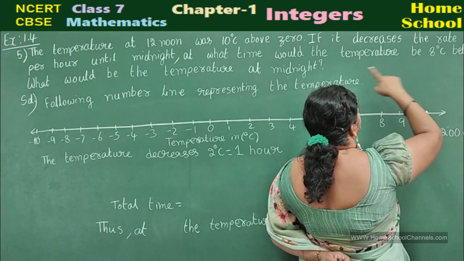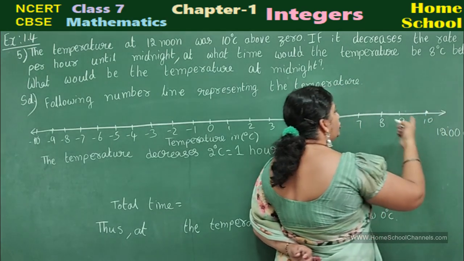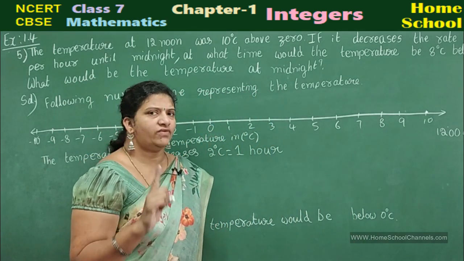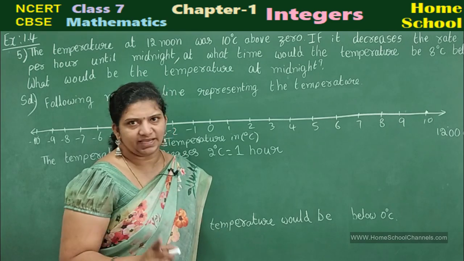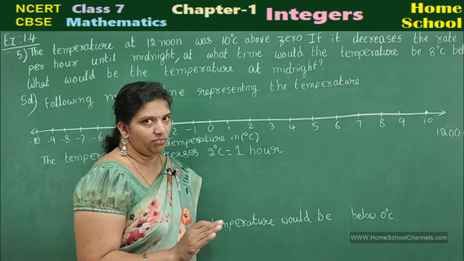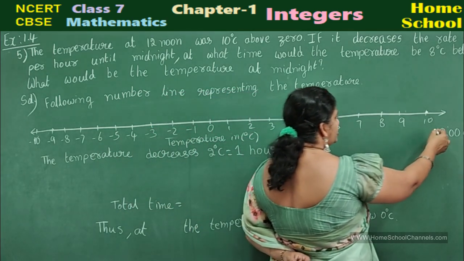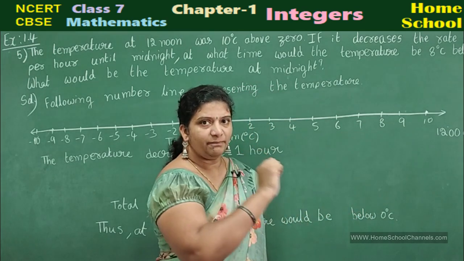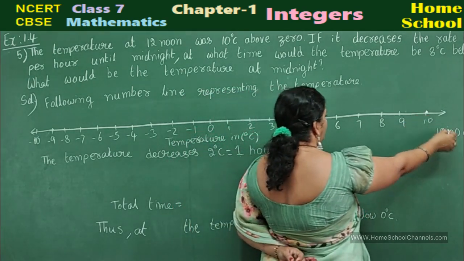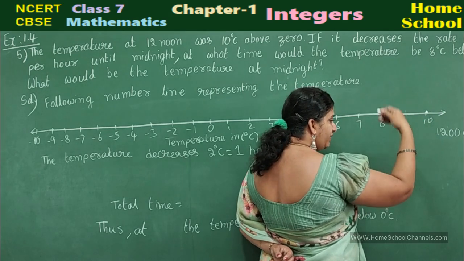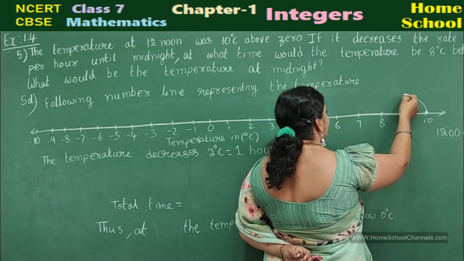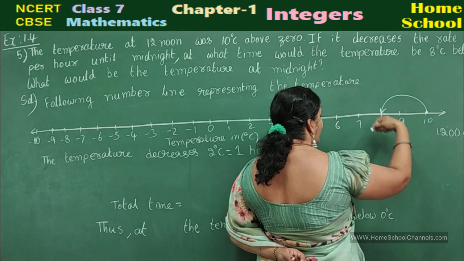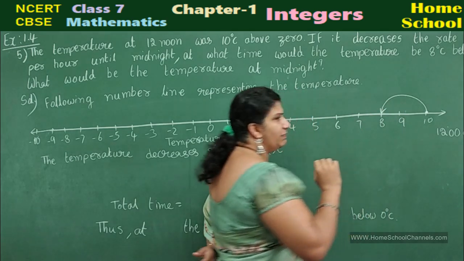Now, it decreases at the rate of 2 degrees Celsius for every hour, per hour. So understand the problem here. At 12 noon, the temperature is 10 degrees Celsius. This number line indicates the temperature. At 12 noon, 10 degrees. So every hour it decreases 2 degrees Celsius. See here, I am moving this side. The number line shows the decrease of the temperature.